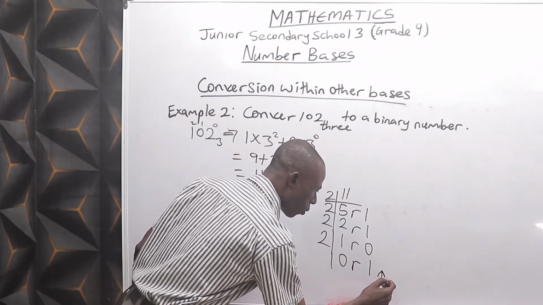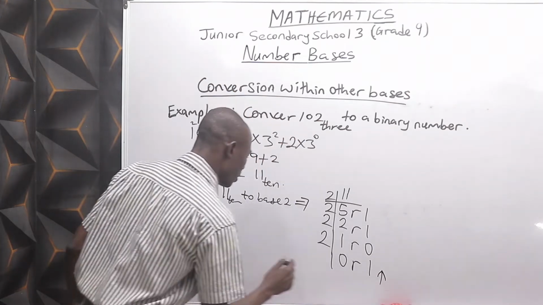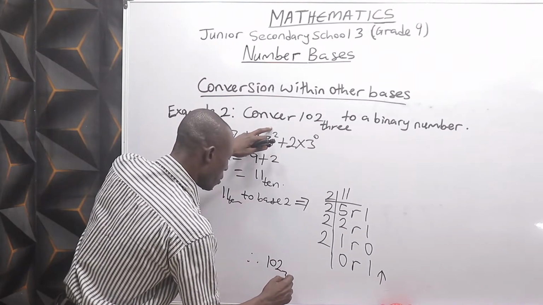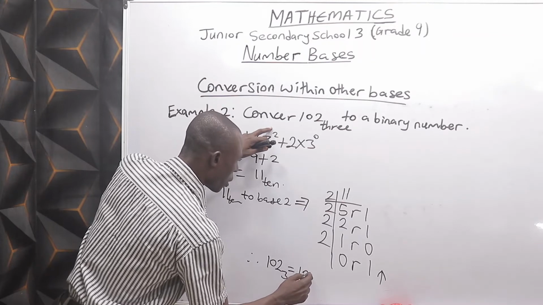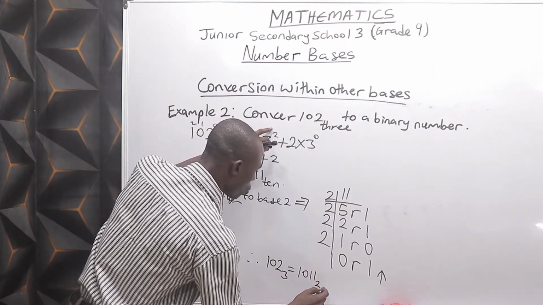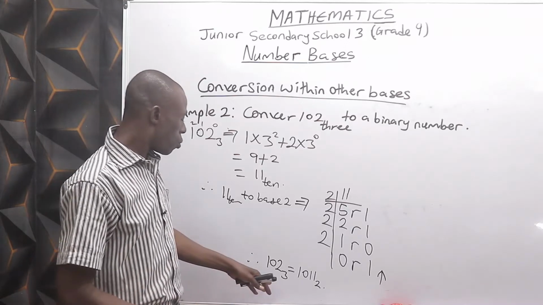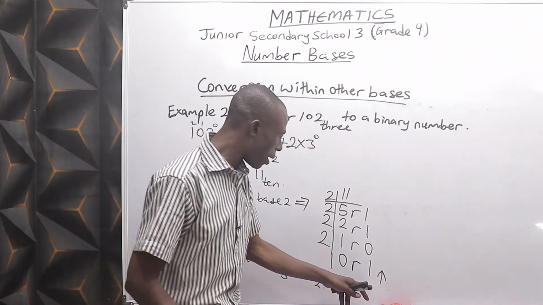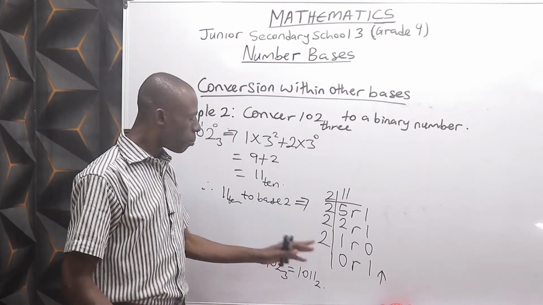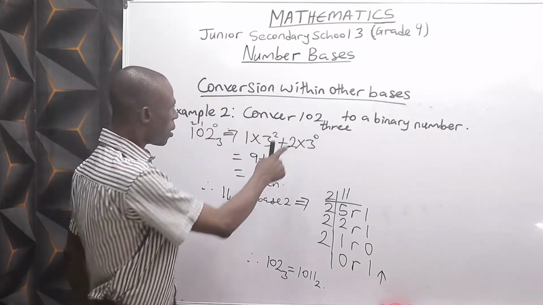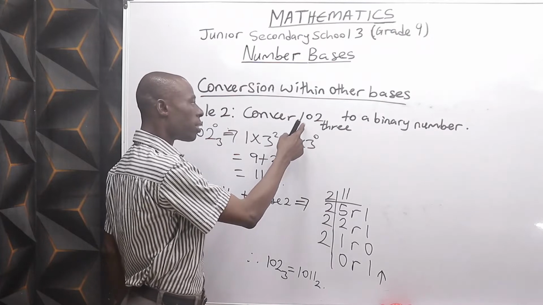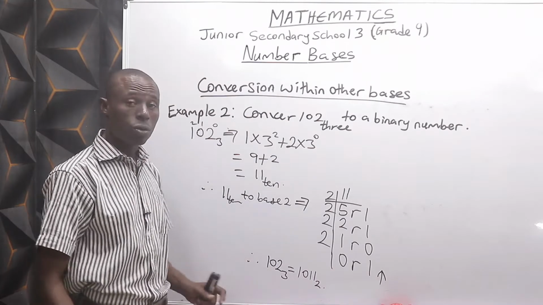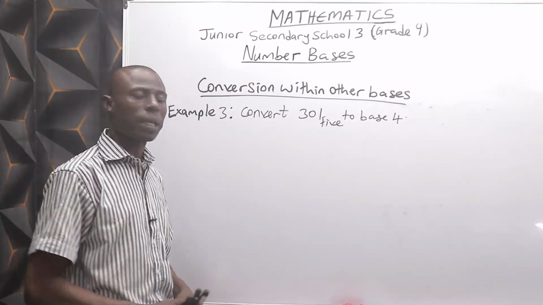So put your arrow up from the bottom, showing that, therefore, 102 base 3 is equal to 1011 base 2. And that is it. If you like, you write it straight away like this, that 102 base 3 is equal to this final answer, 1011 base 2. And if you like, you can link it with the middle answer as well. 102 base 3 equals 11 base 10, and it's equal to 1011 base 2. All the same. Let's consider example 3.